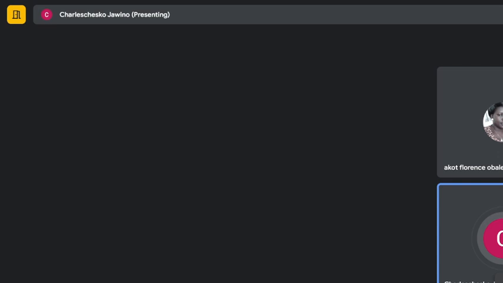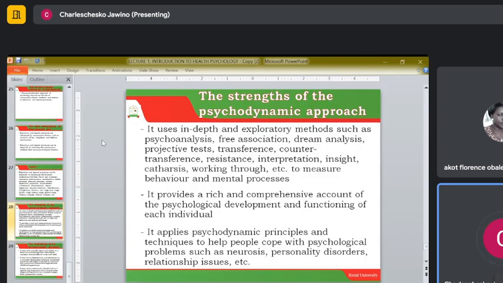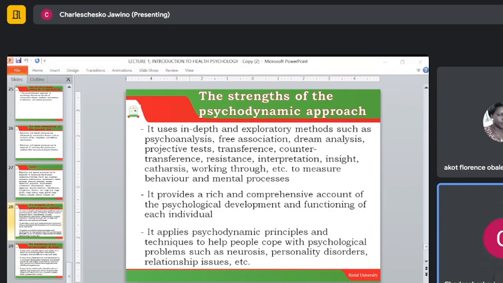We have seen how each approach assesses psychology. How do we tell the level or the state of the psychology of an individual? Is this individual psychologically okay? Is this individual functioning normally mentally? Why is he behaving like this? We have seen how we can assess psychology using these approaches, and this is also the way the psychodynamic approach assesses psychology.